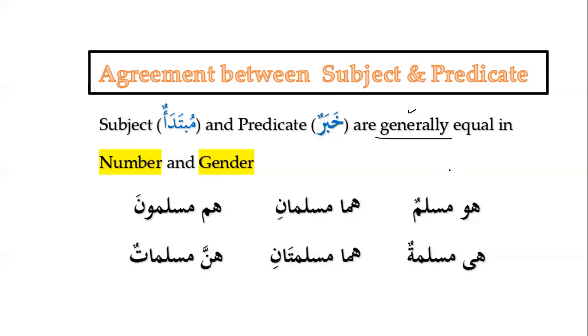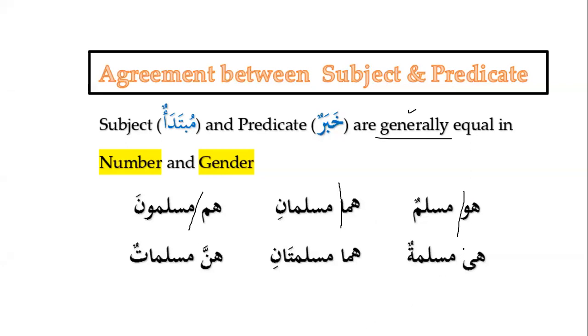mubtada, subject and predicate, they are equal in number and gender. For example, huwa muslimun, huwa mubtada and muslimun khabar. Similarly, huma muslimani, huma mubtada and muslimani khabar. So huma means two. Both of them are Muslims. He is a Muslim, and hum muslimuna, they are Muslims. So hum, they, and muslimuna. So this is subject and this is predicate. So as of now, we are focusing on the fact that mubtada and predicate are equal in number and gender.